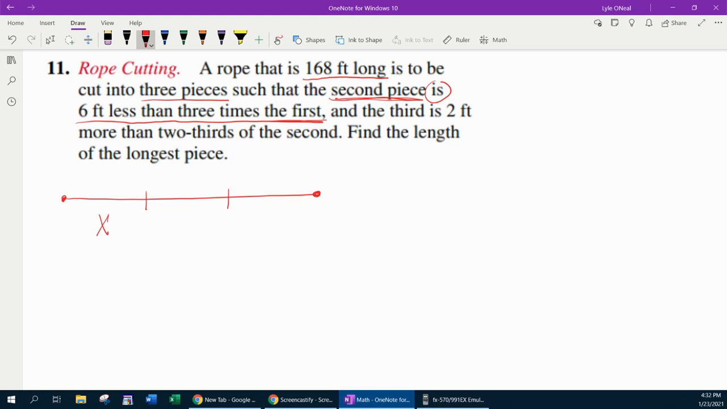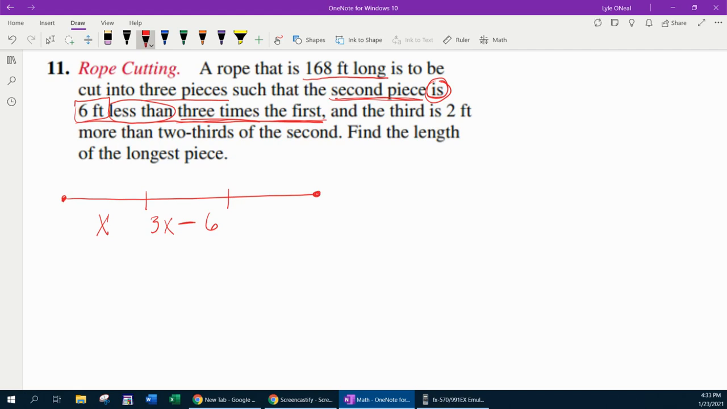Once I have the first piece identified, then I can get the second piece because the problem says it is 6 feet less than. Remember, the words less than mean minus, and whatever's in front of the words less than goes at the back of the minus. 6 feet less than 3 times the first. And so that's how you represent 3 times the first. That's 3x. And that would represent algebraically the length of the second piece.